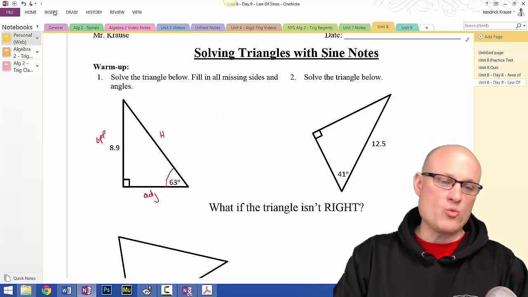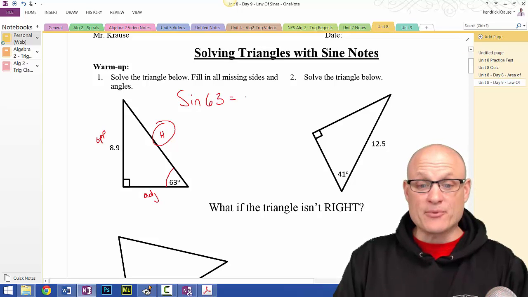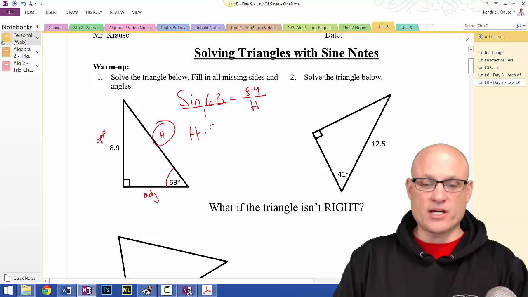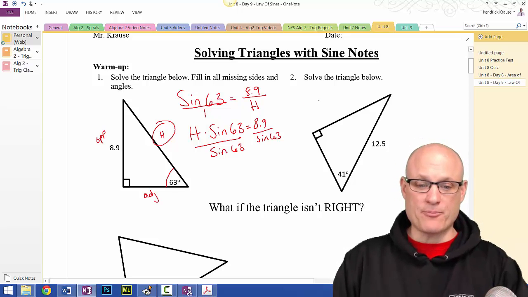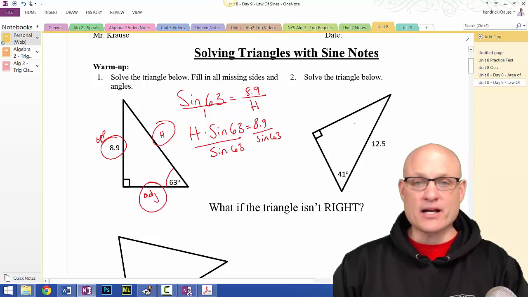We've got this down. We know how to do right triangles. It's not a problem. If I wanted to find that hypotenuse, I would do sine of 63 is equal to opposite over hypotenuse. 8.9 over whatever the hypotenuse is. I would cross multiply. H times sine of 63 is equal to 8.9. I would divide by sine of 63, and I would get some number. Boom, bam, not a problem. If I wanted to find the adjacent side, I'd use tangent: opposite over adjacent. I am not going to belabor that point. That's not what we're here to discuss. We're here to discuss that thing.